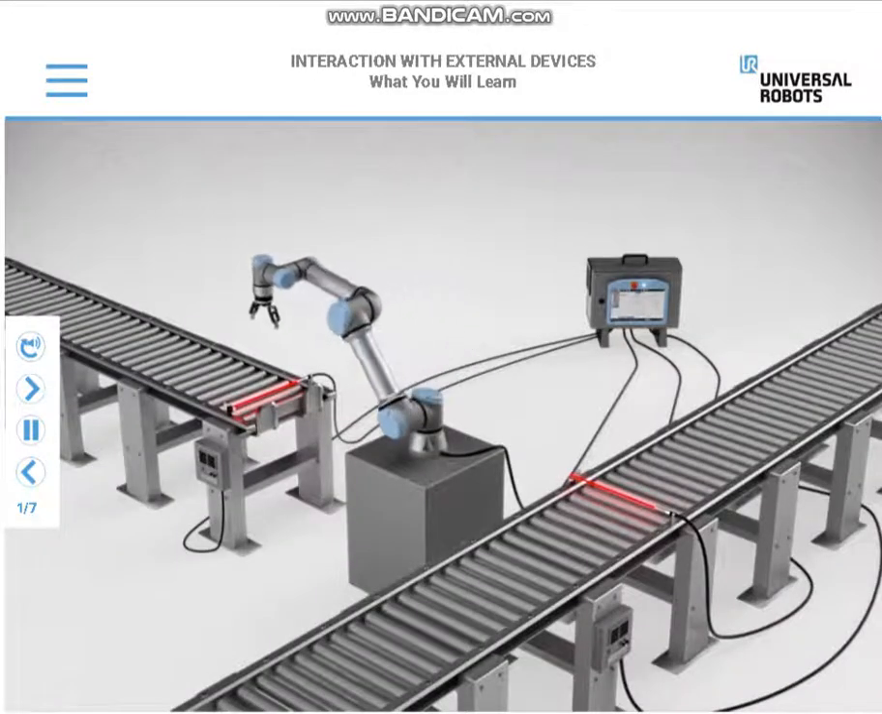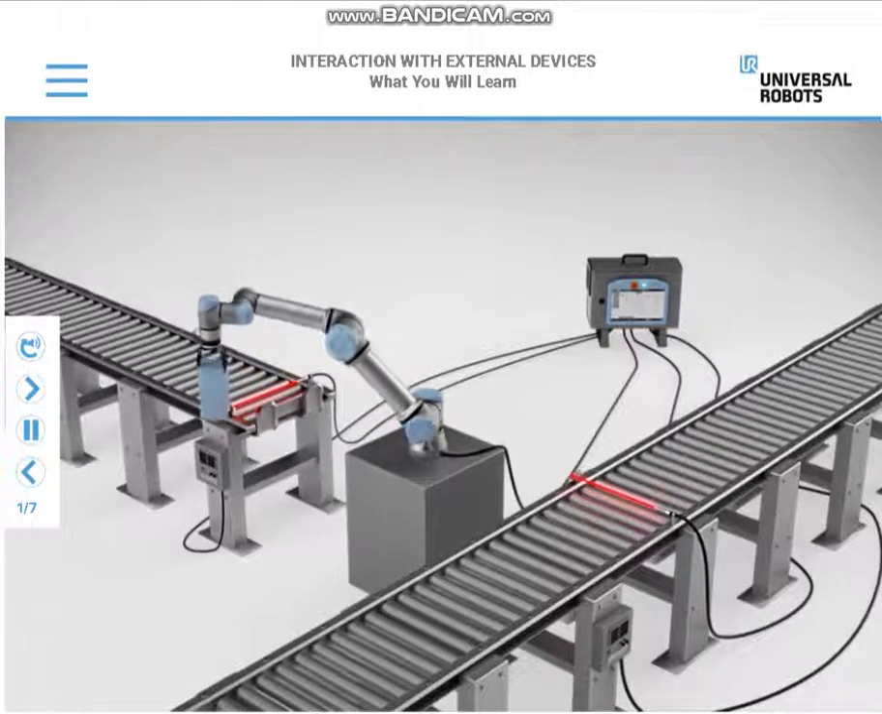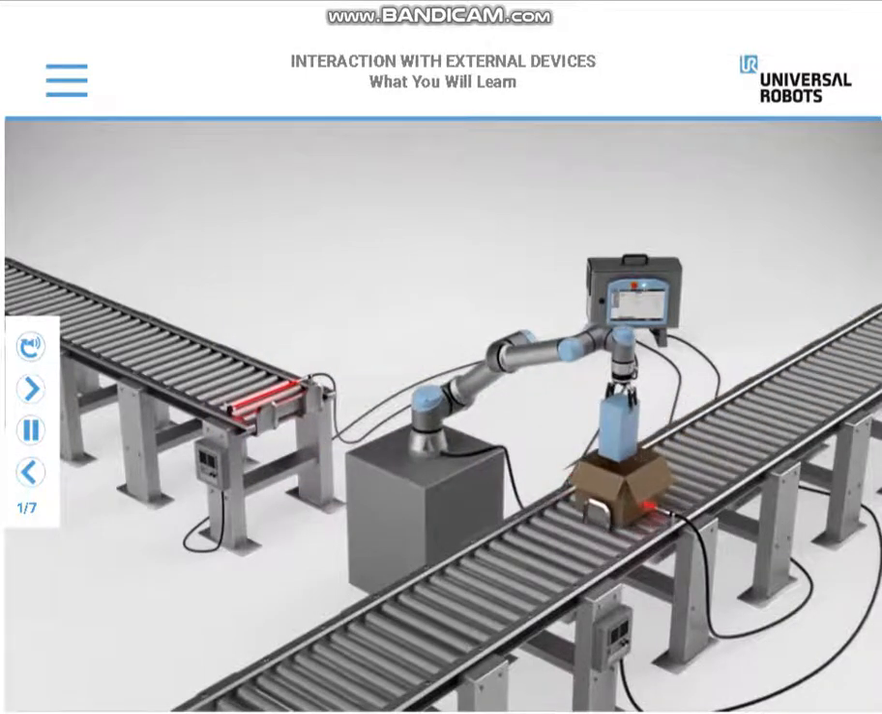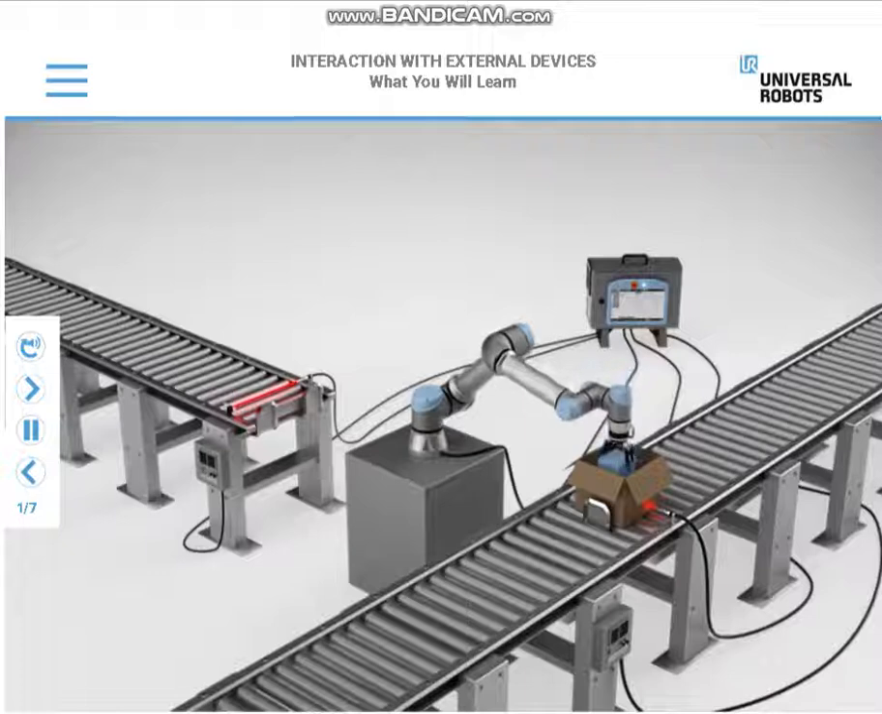In the previous module, you programmed the motion and waypoints needed to move the workpiece from the left conveyor into the cardboard box on the right conveyor. In this module, you will add commands to make the robot wait for and react to inputs from the sensors, and you will add commands to operate the gripper and change the payload when picking and placing the workpiece.